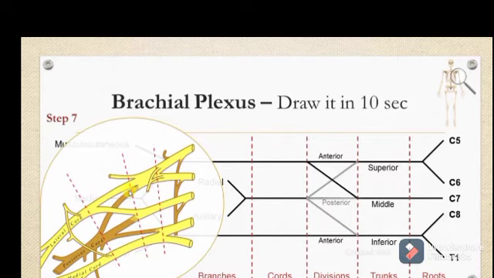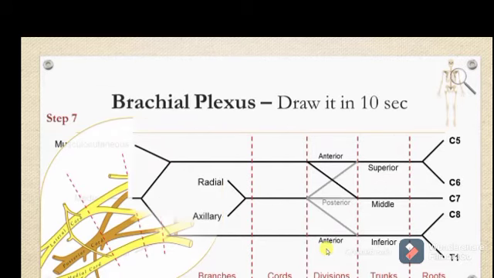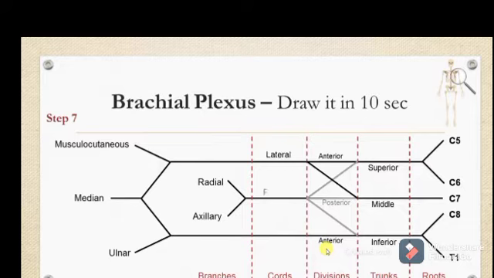You see how there are 3 posterior divisions and 3 anterior divisions, just like you're drawing them here. Okay, now these divisions form the lateral, posterior and medial cords. Finally, let's complete the plexus by drawing the minor branches.